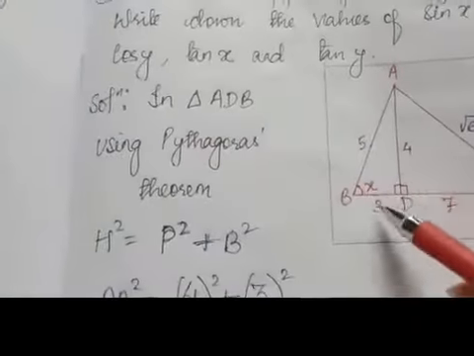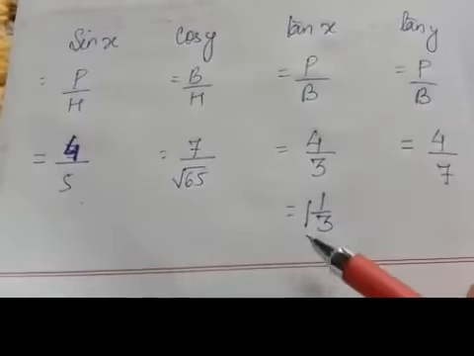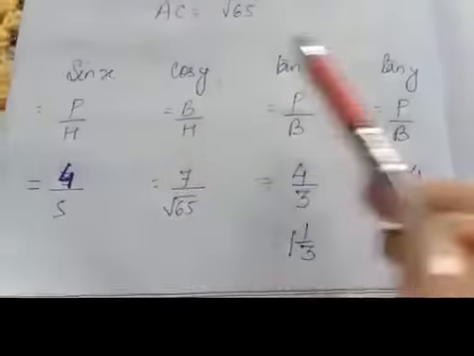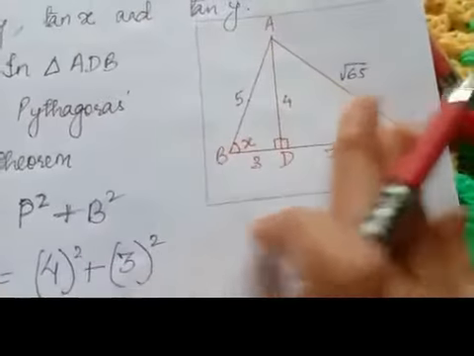4 by 3 will be your answer. So 4 by 3 is an improper fraction, convert it into a mixed fraction. Now cos y and tan y. For cos y, you have to consider this side. Okay, this triangle you have to consider.